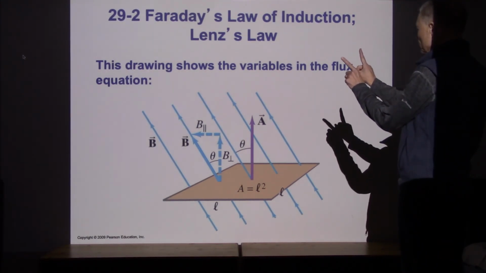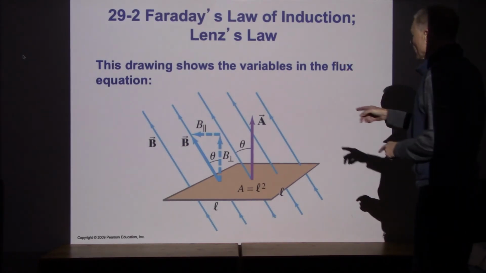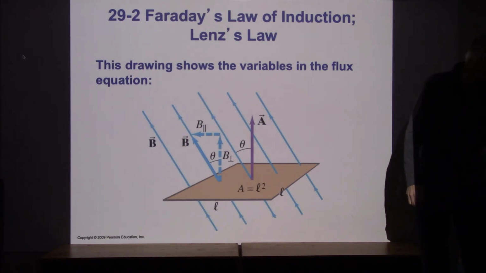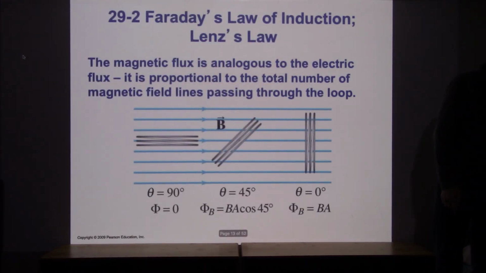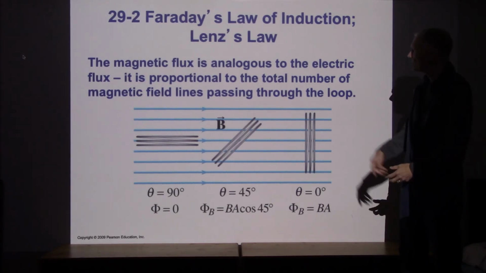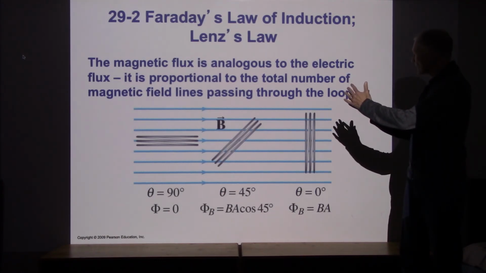If there's an angle between the area vector and the magnetic field vector, then we're going to have to introduce a cosine of theta factor. So flux is going to depend on orientation. Here's another example we looked at: loops of wire being rotated through a magnetic field.